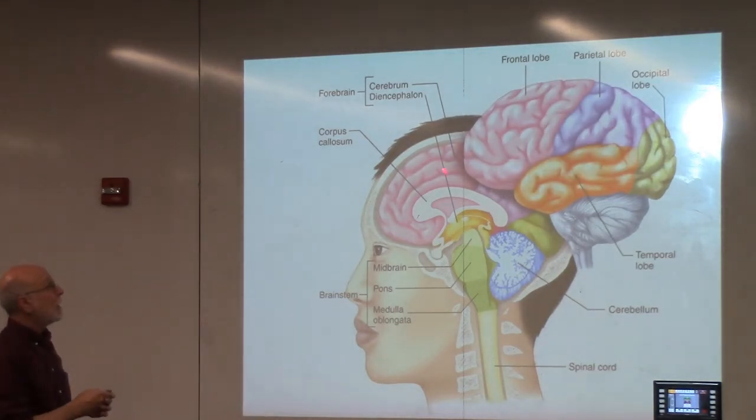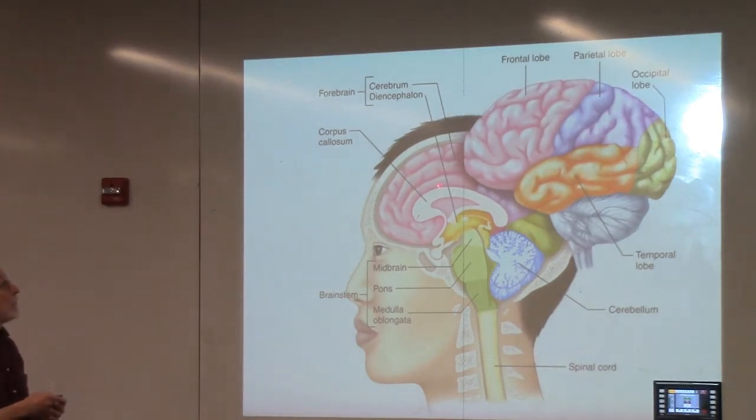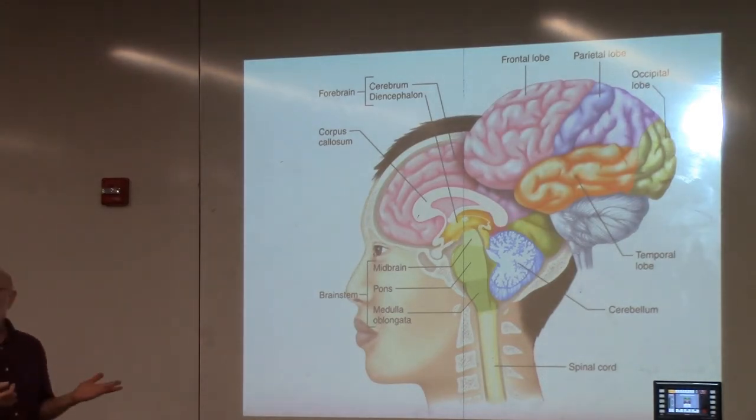Here is a midline sagittal section, so this is cutting the brain. Frontal lobe, parietal lobe, occipital lobe. Can't see the temporal lobe.